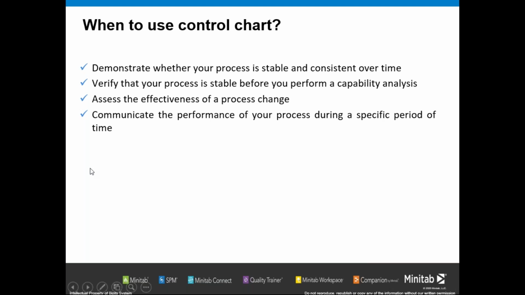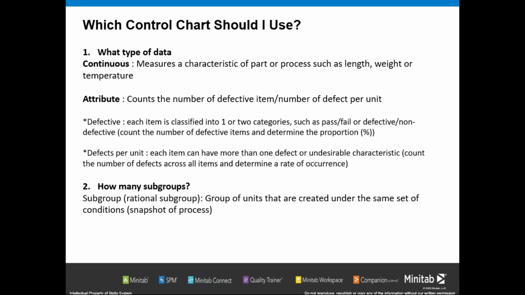Okay, and then to communicate the performance of your process during a specific period of time. Sometimes the top management asks, is the process okay, is it stable? Meaning that maybe you can show the evidence based on the control chart. Okay. So as we know, we have many types of control charts. Okay, before we create the control chart, we need to know two things.